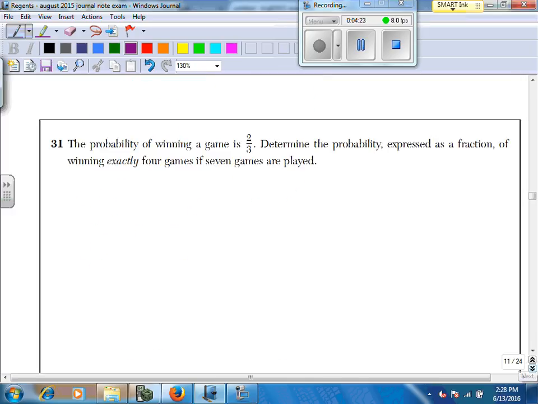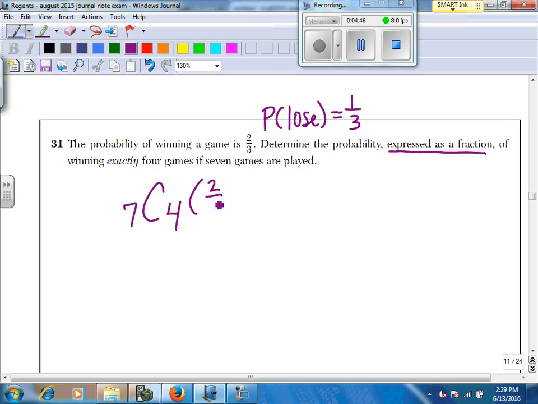Okay, next question. Probability of winning a game is 2/3, which means the probability that you lose a game is 1/3. Determine the probability expressed as a fraction, that's going to be important, of winning exactly 4 games if 7 games are played. So 7 games are played, we want to choose to win 4 of them. If we want to win 4 of them, well, the probability of winning a game is 2/3, we want that to happen 4 times, which means we'll lose 3 games.